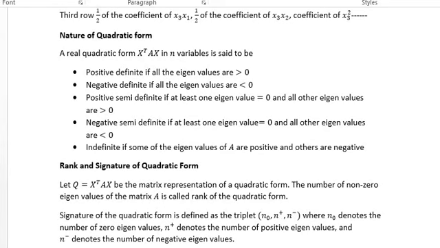The signature of the quadratic form is defined as a triplet, that is (n0, n plus, n minus), where n0 denotes the number of zero eigenvalues, n plus denotes the number of positive eigenvalues, and n minus denotes the number of negative eigenvalues. So this is what the rank and the signature of a quadratic form represent.